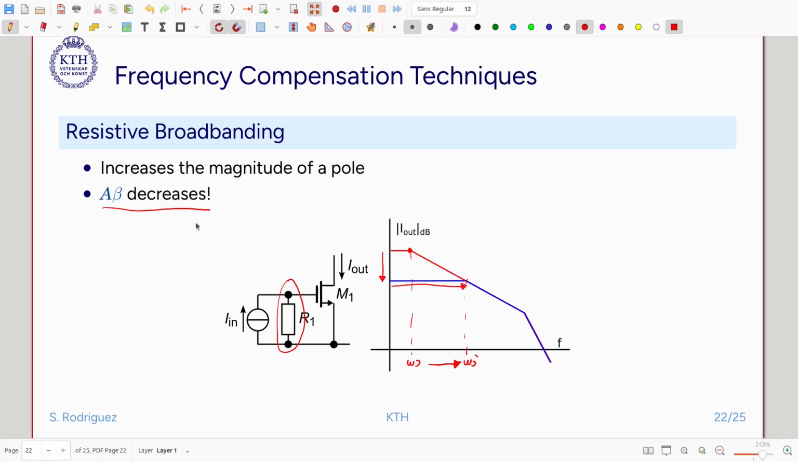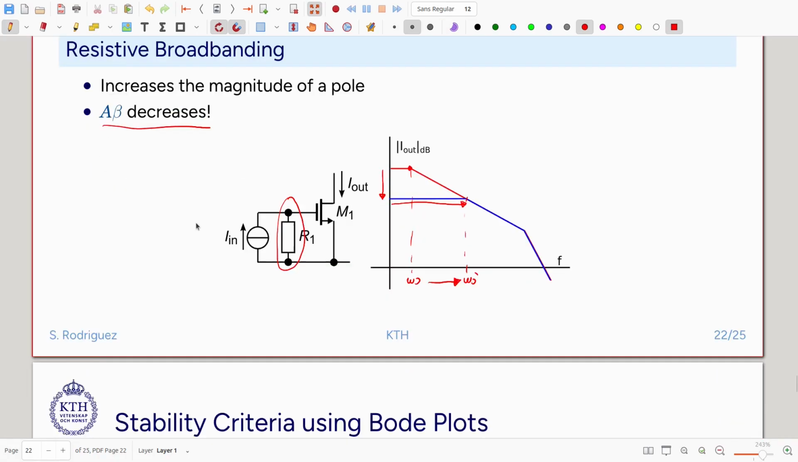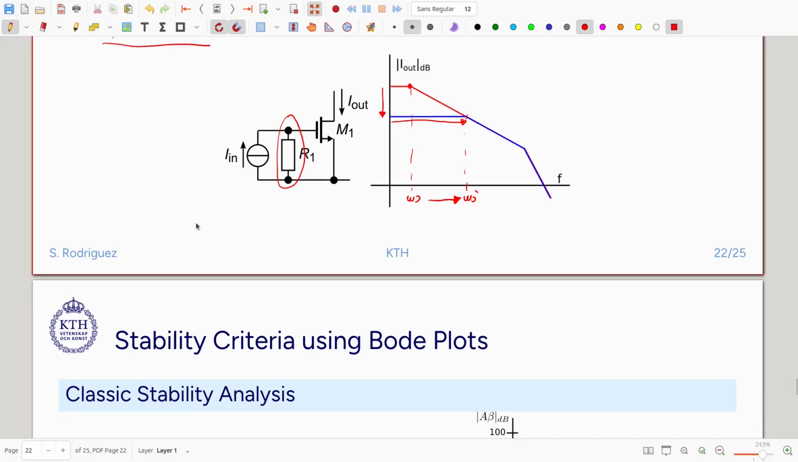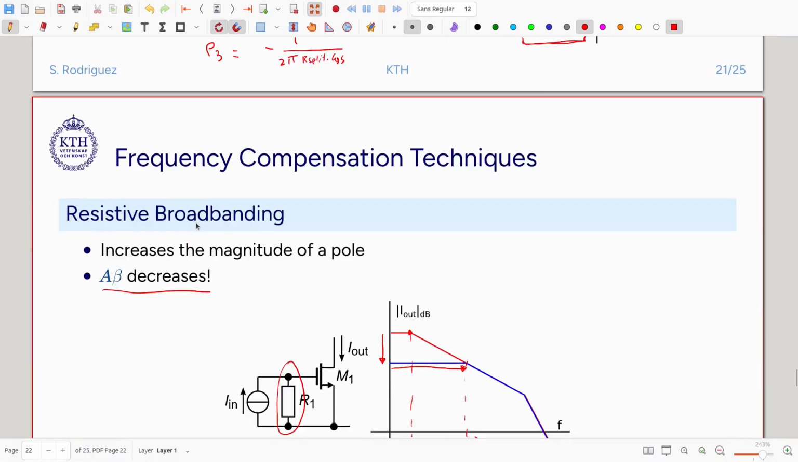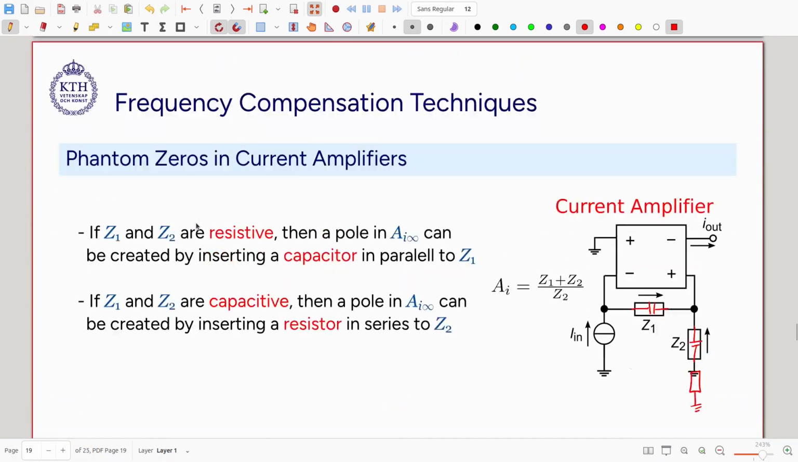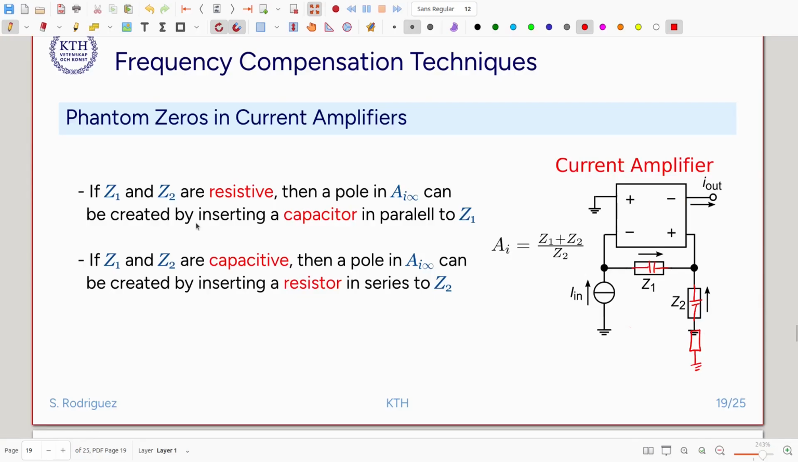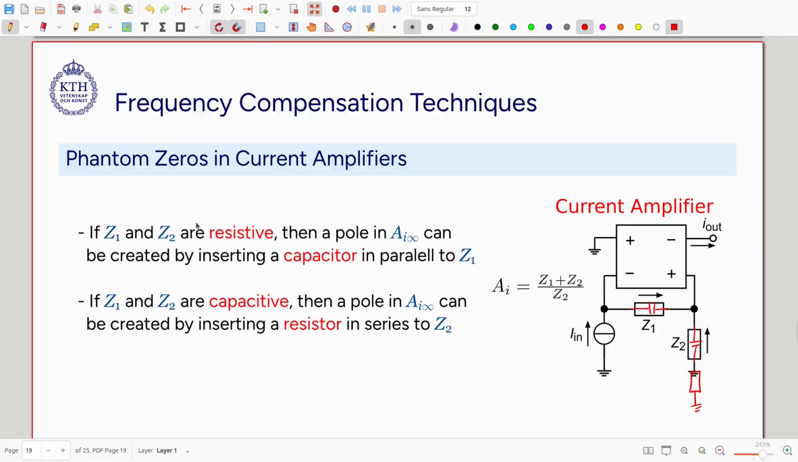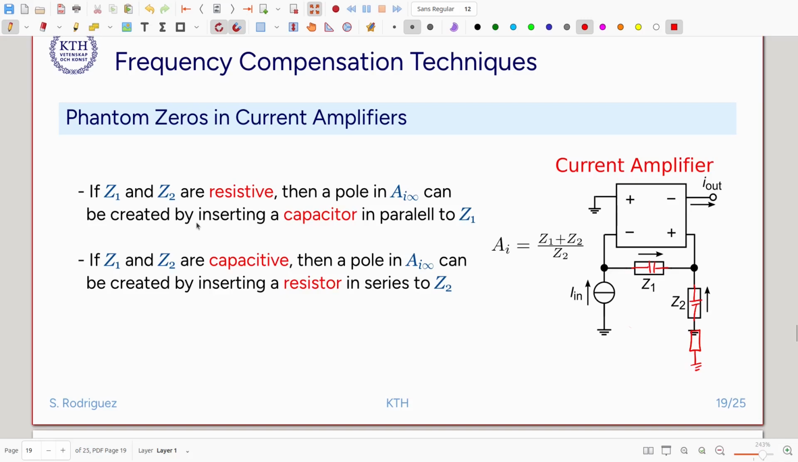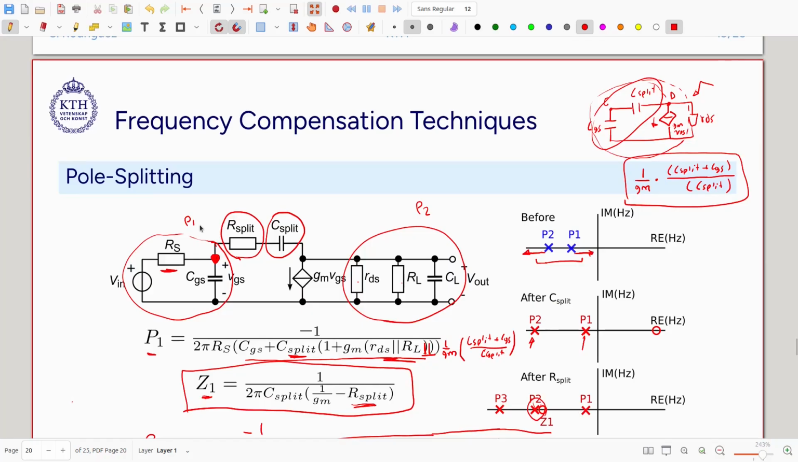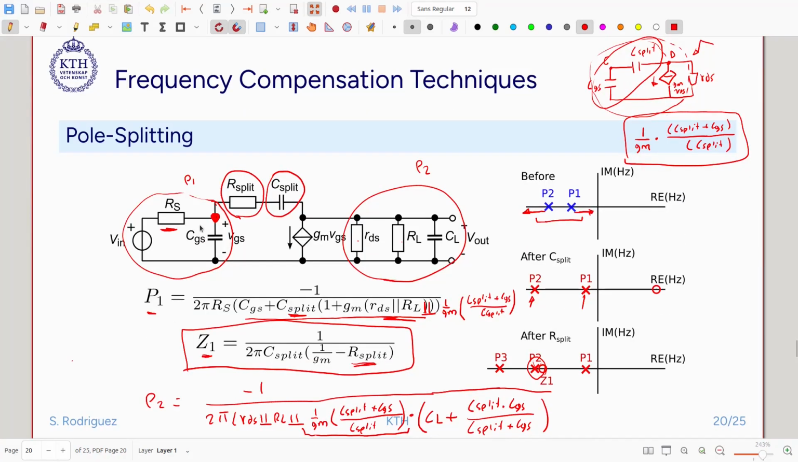Okay, so those are basically the compensation techniques that we will use, in order of importance. The first one is that we will try to compensate our amplifier using a phantom zero, because this one has the least negative effect on our amplifier. Then if we cannot do that, we will use pole splitting, that is already entering in the null implementation and adding capacitor and resistance.